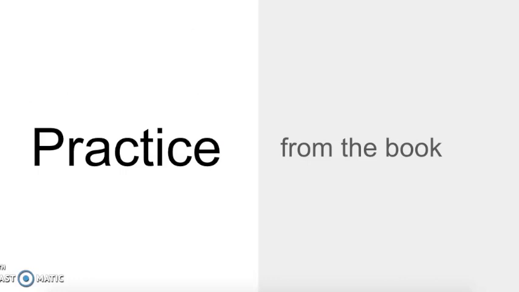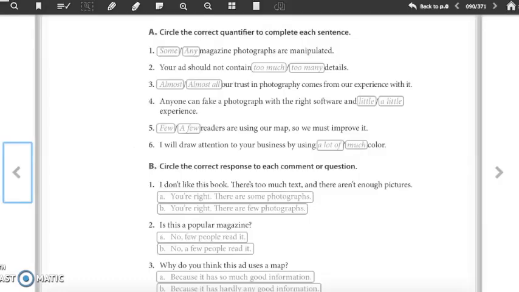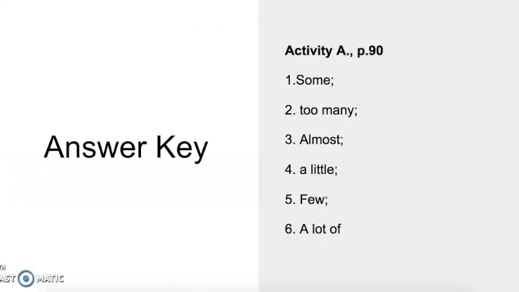Okay, now it's time to practice from the book. Please turn to Q Skills 5, Reading and Writing, Unit 3, page 90 for some practice from your book. Okay, this is page 90, Activity A in Q Skills 5, Unit 3. In Activity A, circle the correct quantifier to complete each sentence. Complete this activity and pause the video. Thereafter, the answer key will be provided. This is the answer key for Activity A, page 90. Pause the video and check your answers.